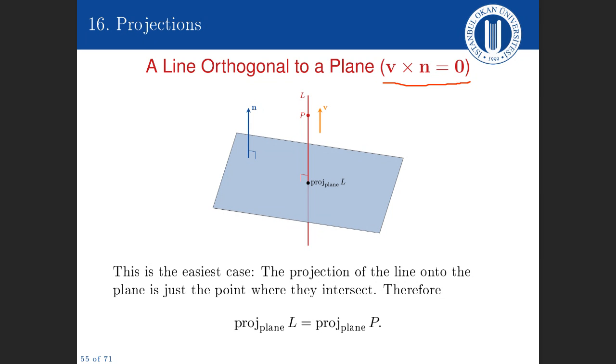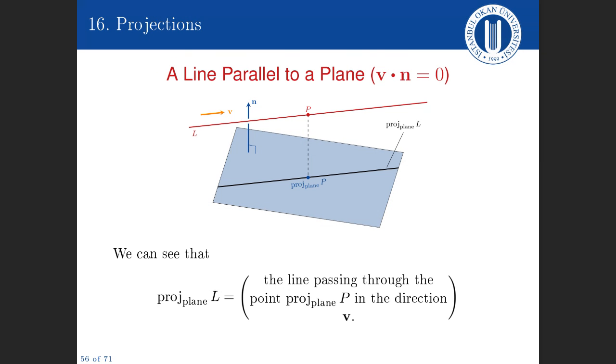The projection of the line onto the plane, that means squashing the line down onto the plane, we would just get the point where they intersect. So the projection of the line onto the plane would just be exactly the same as the projection of the point P onto the plane. Or we could do what we did before when we asked where does a line intersect a plane.